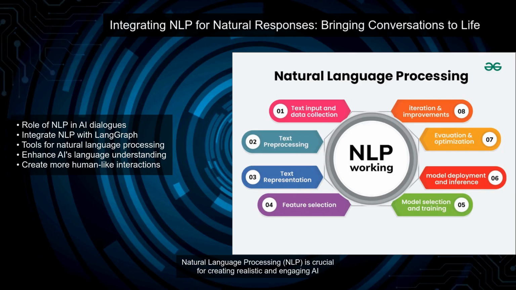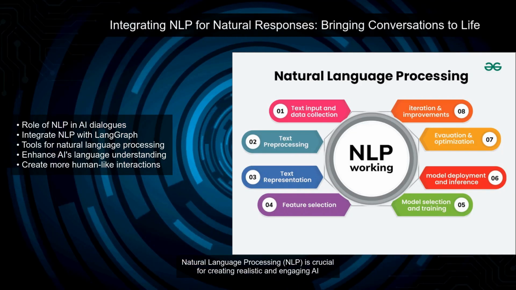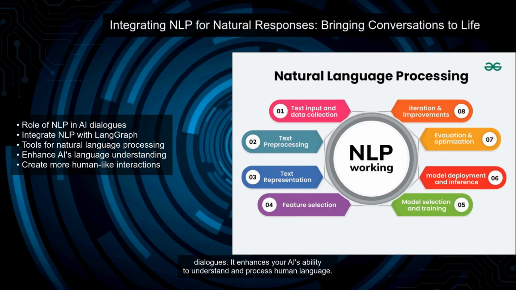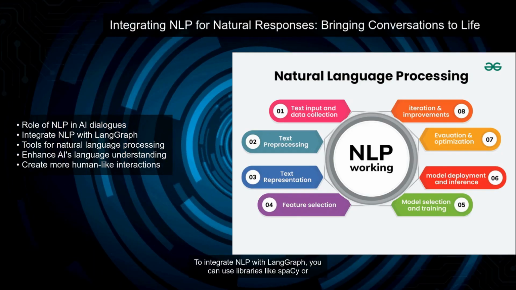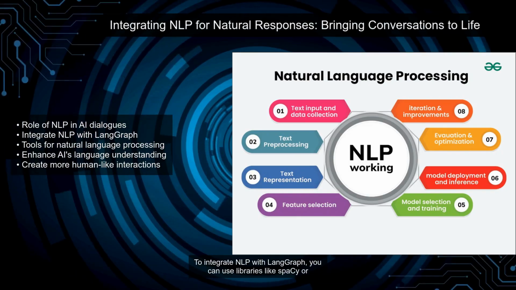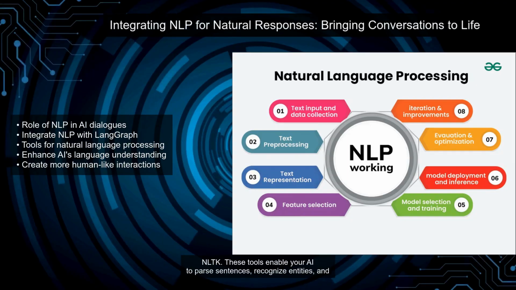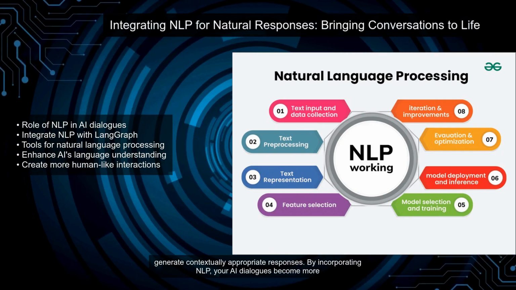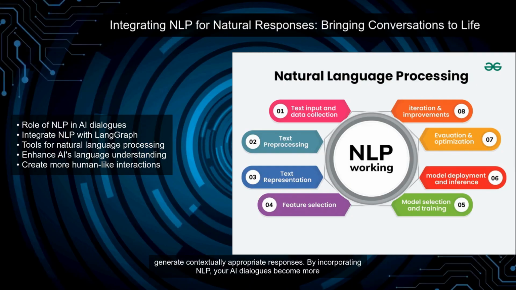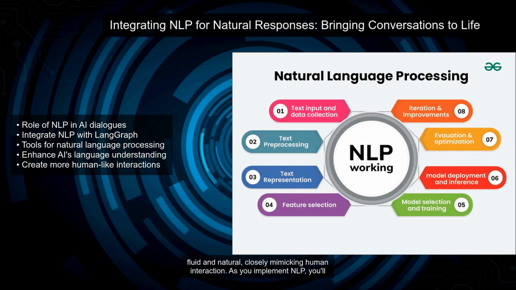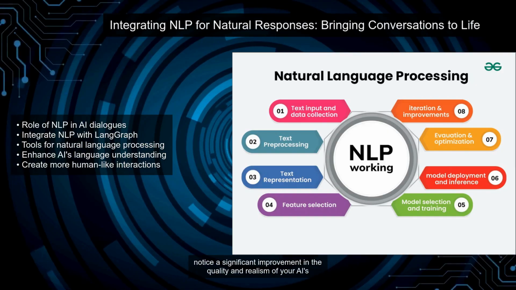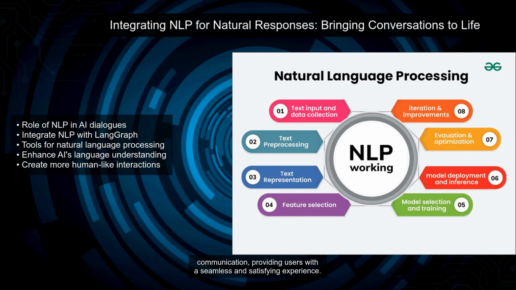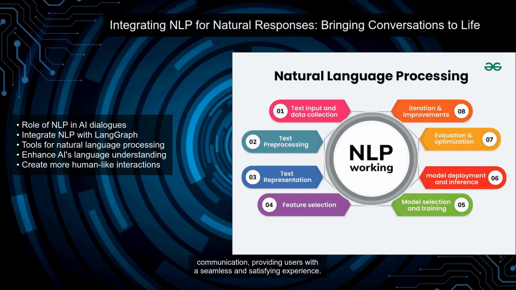Natural language processing, NLP, is crucial for creating realistic and engaging AI dialogues. It enhances your AI's ability to understand and process human language. To integrate NLP with LangGraph, you can use libraries like spaCy or NLTK. These tools enable your AI to parse sentences, recognize entities, and generate contextually appropriate responses. By incorporating NLP, your AI dialogues become more fluid and natural, closely mimicking human interaction. As you implement NLP, you'll notice a significant improvement in the quality and realism of your AI's communication, providing users with a seamless and satisfying experience.